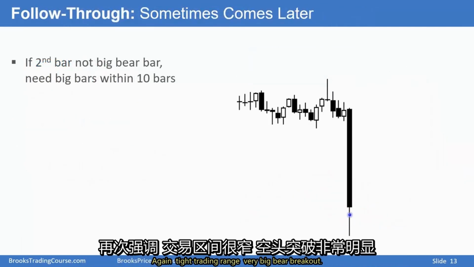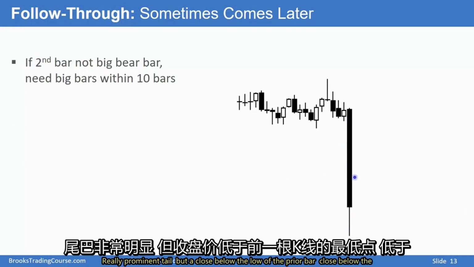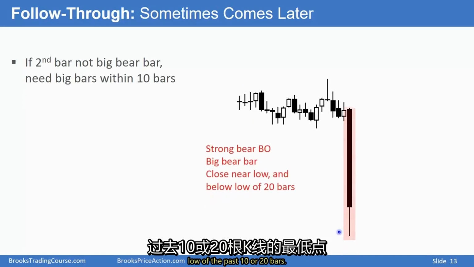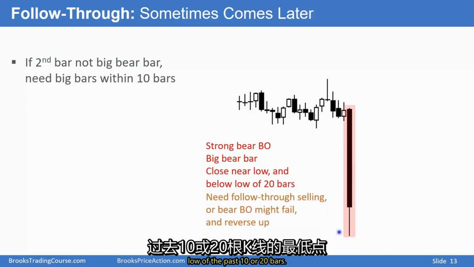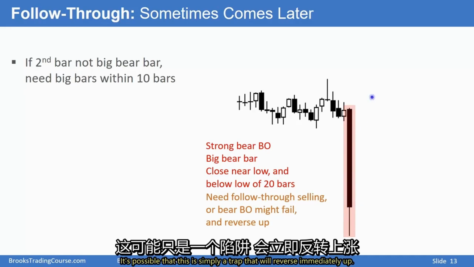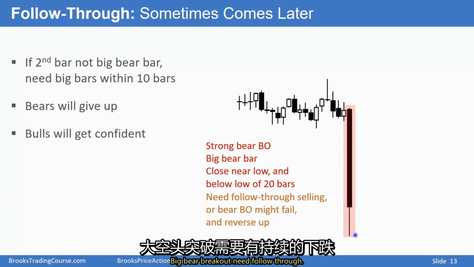Again, tight trading range, very big bear breakout, fairly prominent tail, but a close below the low of the prior bar, close below the low of the past 10 or 20 bars. Traders need follow through. It's possible that this is simply a trap that will reverse immediately up. Big bear breakout, need follow through.